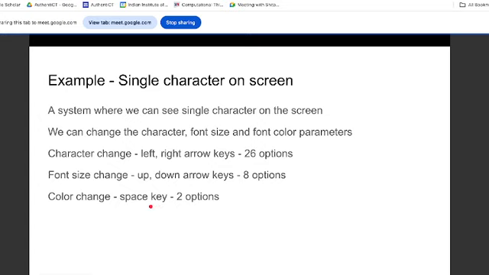Even though there are so few keys present in front of us that we need to operate, if we model all of them, there are 26 into 8 into 2, so there are 416 options of changes that can be made to this state of the interface that was only showing A. So these are 416 different states that A can go to. Modeling all those 416 would be so cluttering.